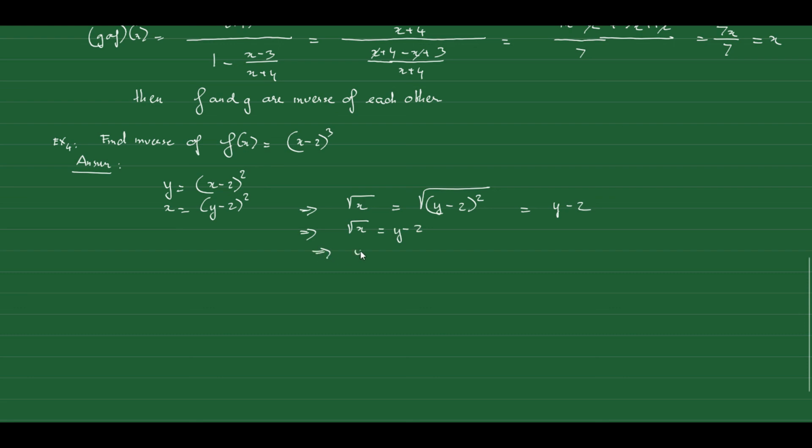And from here you can get y. You add 2 to both sides. So you have 2 plus the square root of x. So this is the inverse function of f of x. Okay.